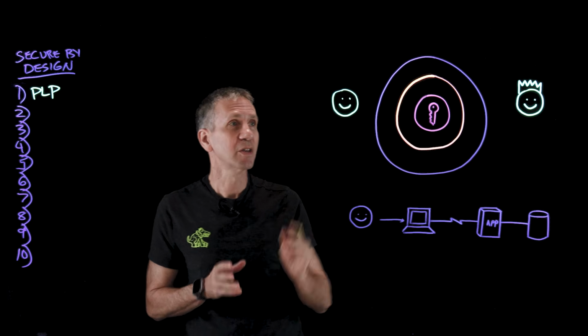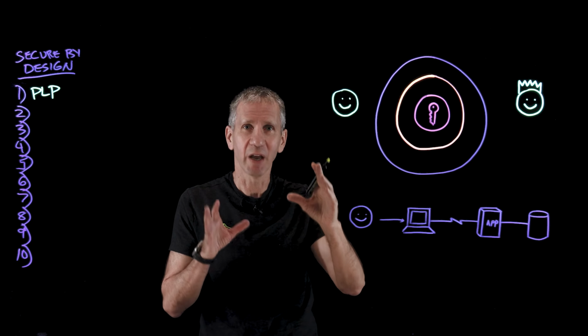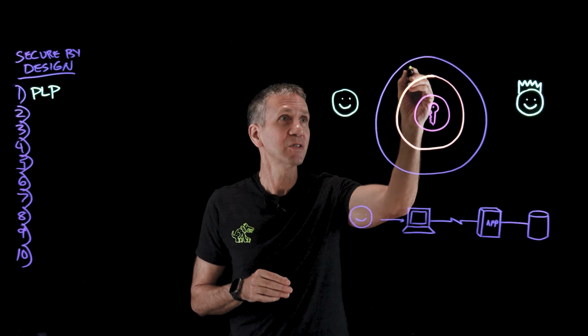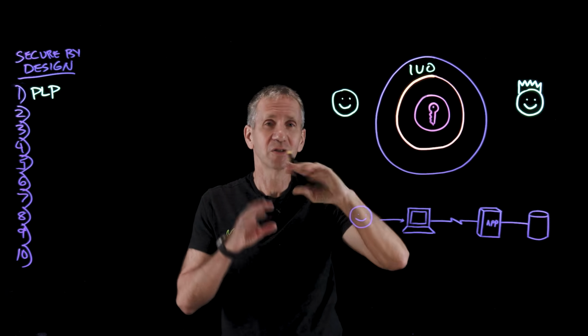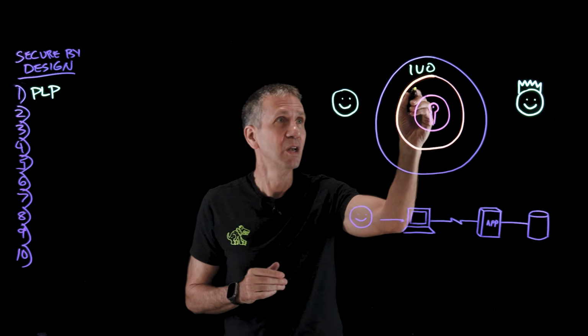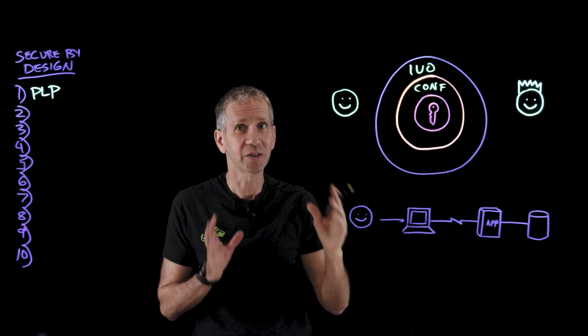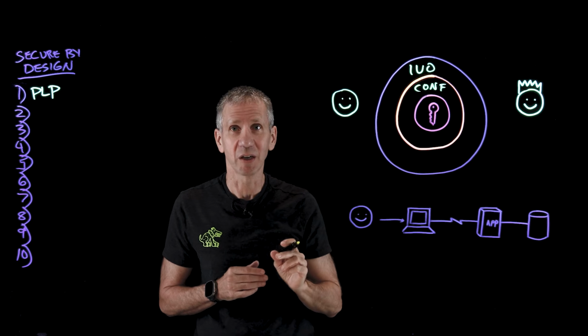So let's take a look at this. Imagine a company has different classifications of the information they have, of the data that they have. So let's say they have internal use only. This is something we don't really want the whole world to see, but if they did, it's not the end of the world. Then we have confidential stuff that really would be very sensitive stuff. And then we have the keys to the kingdom.